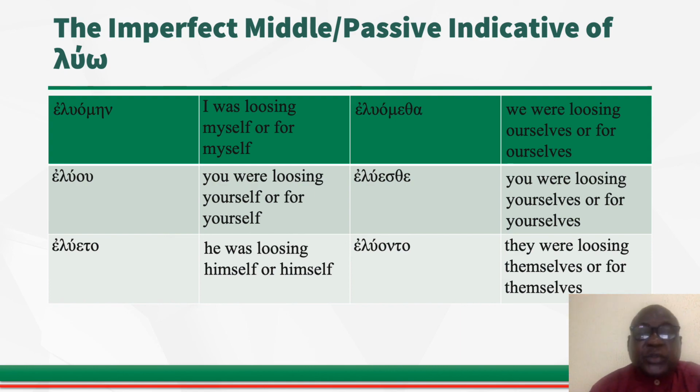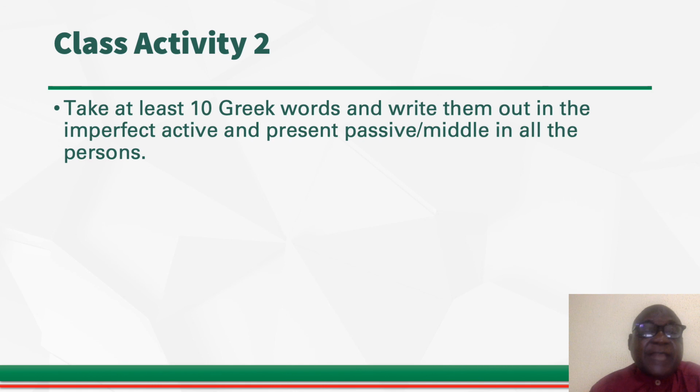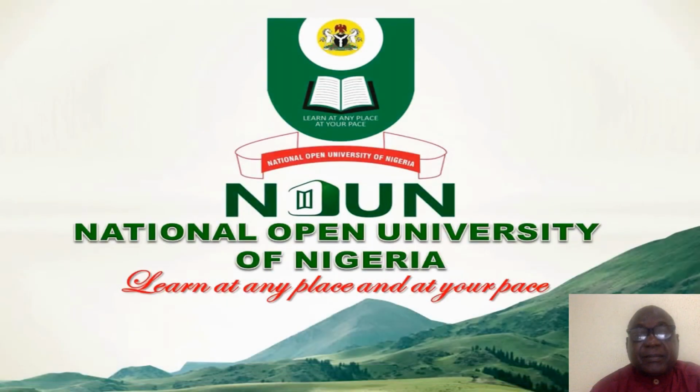Just make sure you practice the passive too, and we are taking the next class activity, which will bring us to the end of this session. Take another 10 Greek words and write them out in the imperfect active, and in the middle voice. So thank you for listening. Make sure you do all these activities so that your understanding will be broadened. Bye for now.